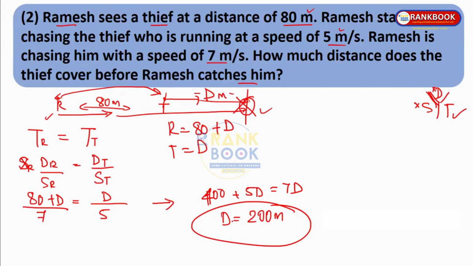Now this is a very popular kind of sum that is generally asked: the thief is running, when would the policeman catch the thief, how much distance does the thief travel. So please pay attention to this sum, and if you have not understood, I'll explain it again. In DST, the time traveled by both of them is the same, because they start at the same point and stop at the same point. Time is distance upon speed. Distance traveled by the thief is d, and Ramesh has to cover 80 plus d meters, and on solving we get d equal to 200 meters. So moving on to the next question.